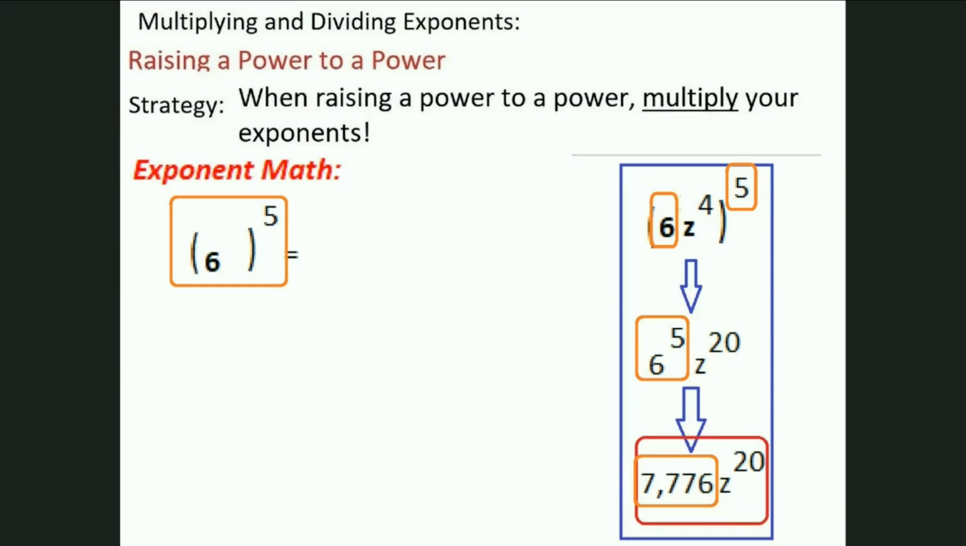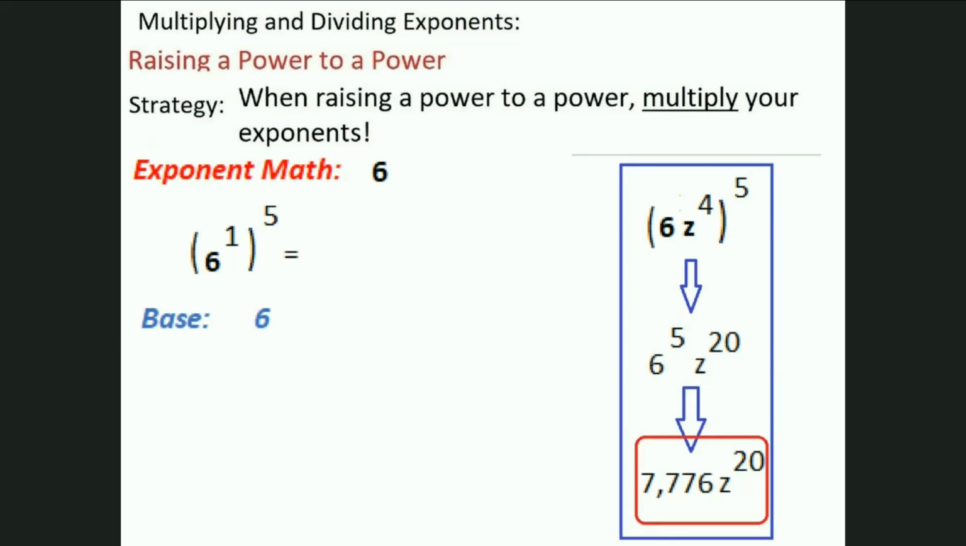Now, we're going to start with the 6. This is just 6 to the 5th power. We're not even looking at the z. So we're just looking at our numerical base. So 6 to the 5th power. And remember that when you don't see anything, you understand that to be 1. Any number to the 1st power is itself. So 6 to the 1st power is 6. And our base is 6. And our exponent math is just 1 times 5. So that becomes 6 to the 5th power, or 7,776.